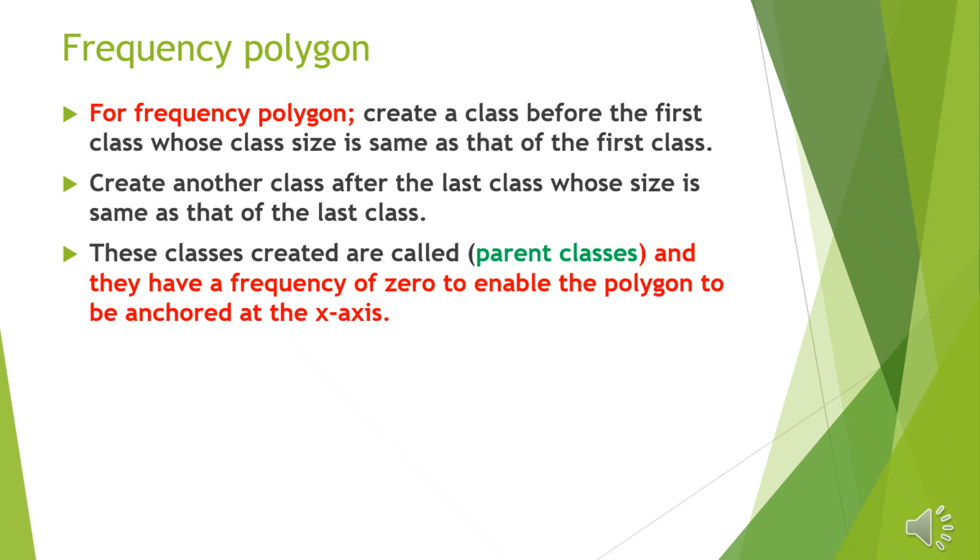Let me talk about frequency polygon. For a frequency polygon, create a class before the first class whose class size is the same as that of the first class. Then again create another class after the last class whose size is the same as that of the last class. These classes created are called parent classes, and they have a frequency of 0 to enable the polygon to be anchored at the x-axis.